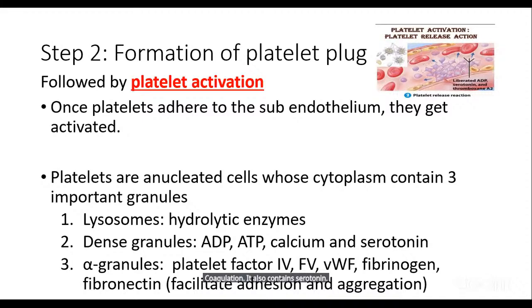The alpha granules contain platelet factor 4, platelet factor 5, von Willebrand factor, fibrinogen, and fibronectin, which facilitate adhesion and aggregation of platelets. So just the same way, von Willebrand factors, once synthesized, are taken to be stored within the granules of the platelets to help platelets perform their hemostatic function whenever need arises.